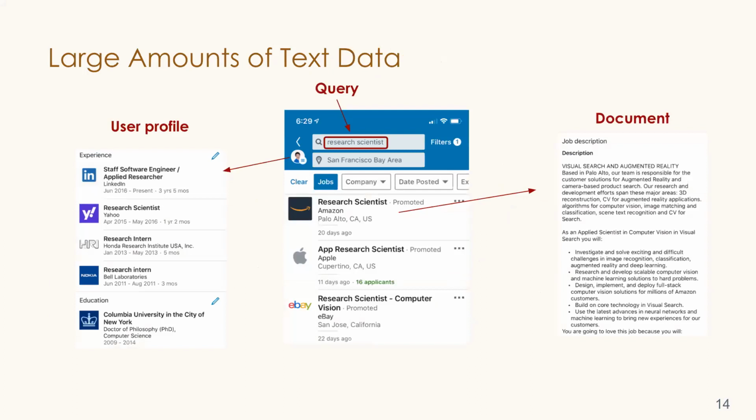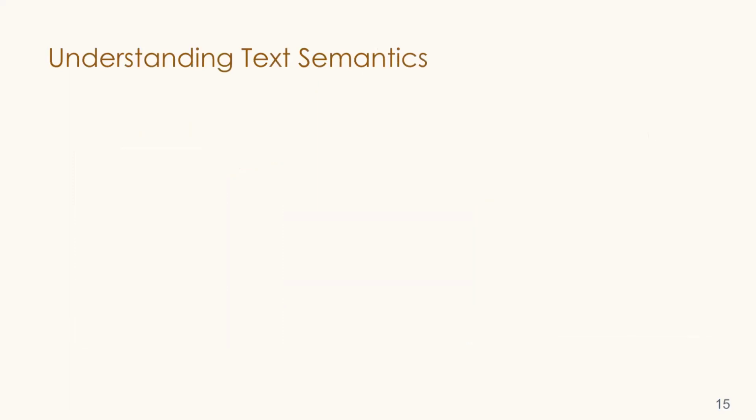Now we can look at the data. As you can see just now, all the search and recommender systems are trained on the queries, the user profiles for personalization, and the documents, which are the target of the ranking. In order to build a strong search and recommender system, you need to understand the text semantics very well.